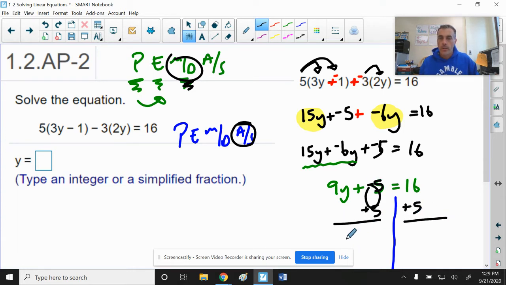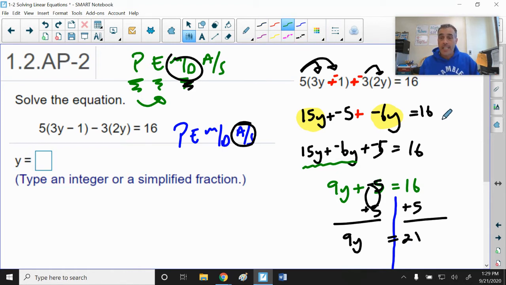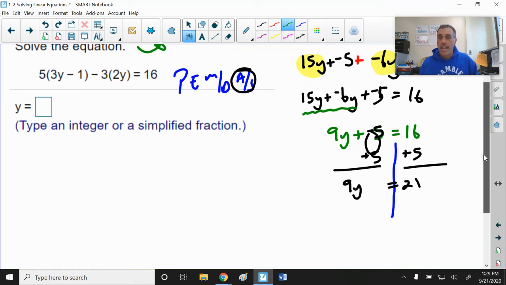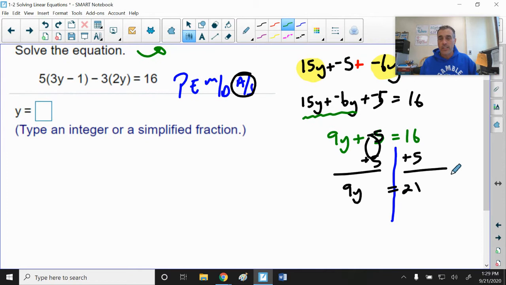That will give me a 0. I now have a 9y plus 0 equals 21. Now, in my mind, I cannot multiply 9 by anything evenly to get to 21. So it looks like I'm going to have a fraction as an answer. But we're in high school now, and that's what we expect.